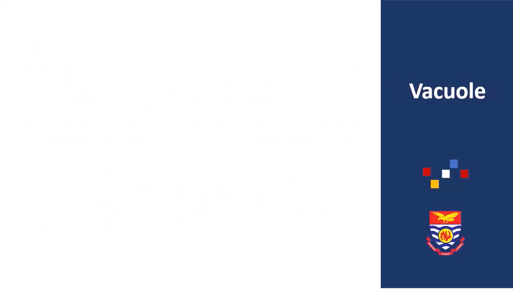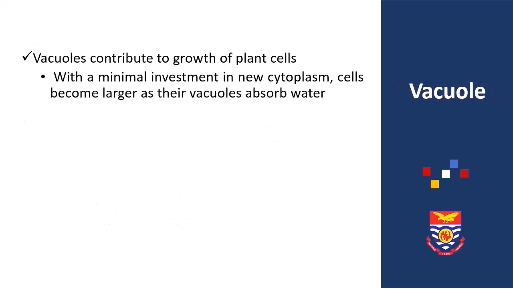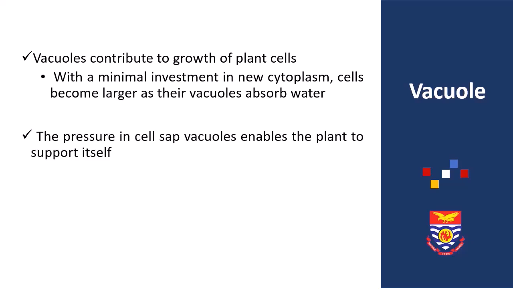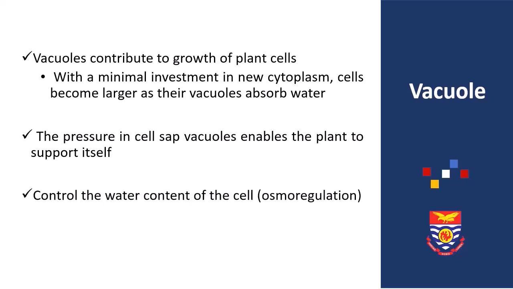In plant cells, vacuoles contribute to the growth of the cell, because in new plant cells that are formed, the vacuoles absorb water for the cells to become bigger in size, and the pressure in cell sap vacuoles also enables the plant to support itself. Some vacuoles also control the water content of the cell by pumping excess water out of the cell, and that is osmoregulation. Now let's have a look at Golgi bodies or Golgi apparatus.